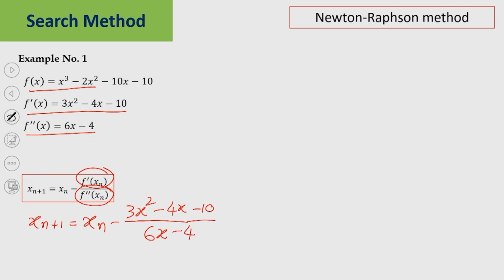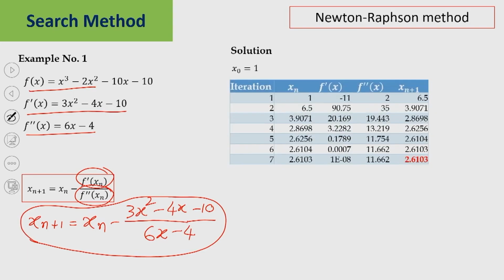So, I can apply this particular equation iteratively for finding the optimal solution of this function. Let us start with x naught equal to 1. In this case we have to start our algorithm from a starting point. Now, this is the first point, and the derivative here is minus 11 and the second derivative is 2. If I apply this equation, then x n plus 1 I am getting 6.5.